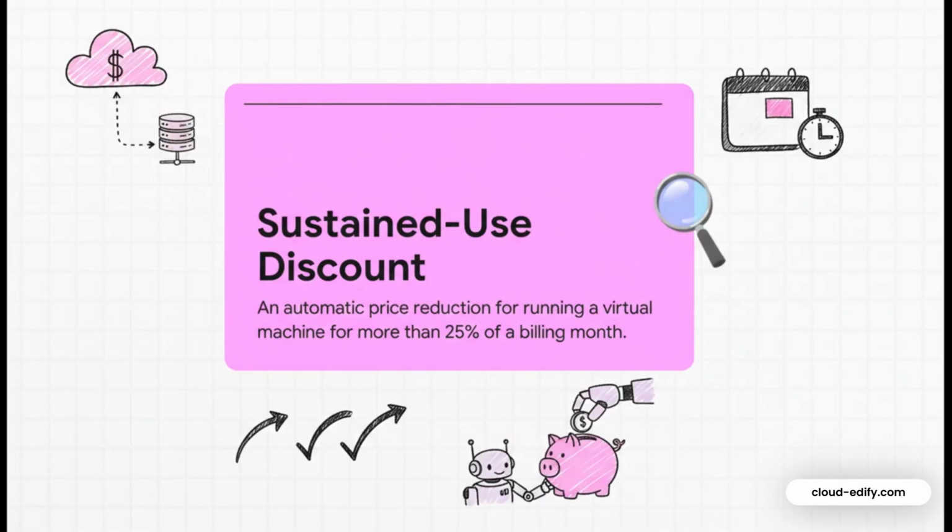And get this, on top of that, Google actually rewards you for consistent use, and it's all automatic. So if you run a virtual machine for more than a quarter of the month, you'll start getting these sustained use discounts for every single minute after that point. And the best part? You don't have to do a thing. No signups, no commitments, the savings just show up on your bill.